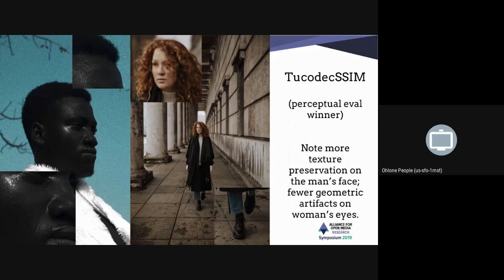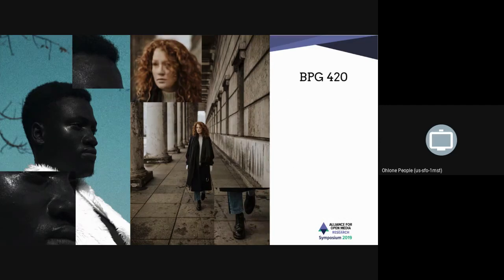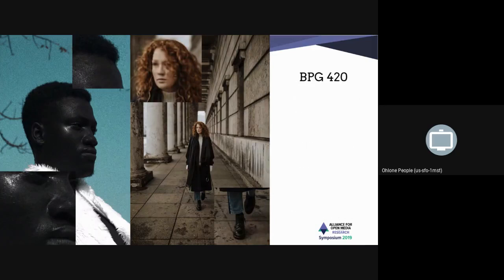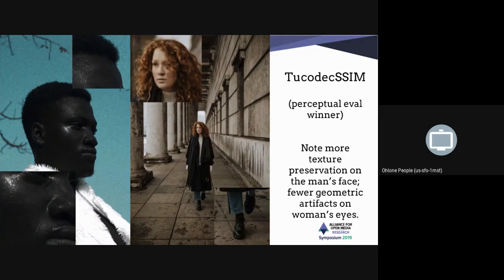So on the man's face, BPG basically loses all texture. It's as if he doesn't have skin or a forehead. So it's quite jarring to look at. Also on the woman's eyes and face, they tend to get a bunch of artifacts from BPG, which completely disappear in the neural method. And I'm showing this just to understand the evolution of these methods.